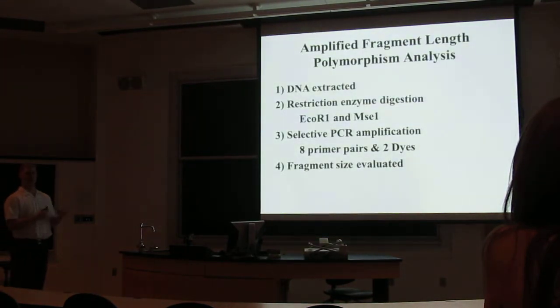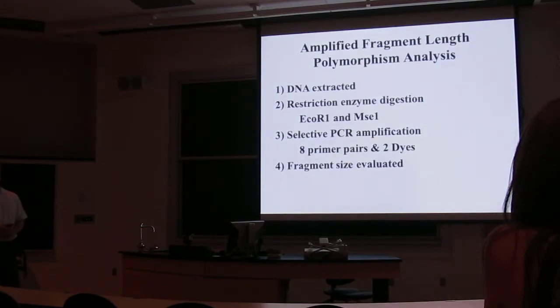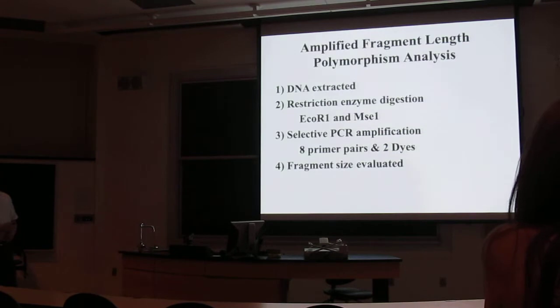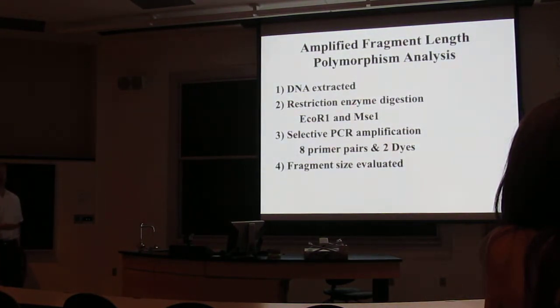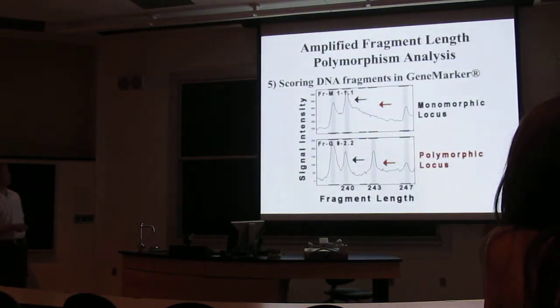So to get my data for this amplified fragment length polymorphism analysis, I first extracted DNA from each individual and digested it using 2 restriction enzymes, EcoR1 and MSE1. Those fragments were then selectively amplified using PCR with 8 primer pairs and 2 dye combinations. And then I evaluated fragment size on a capillary sequencer and scored DNA fragments in GeneMarker. So here I'll show you how I did that.